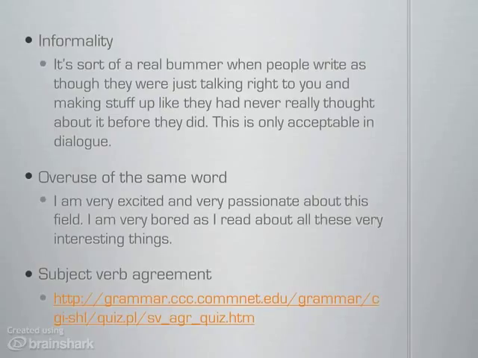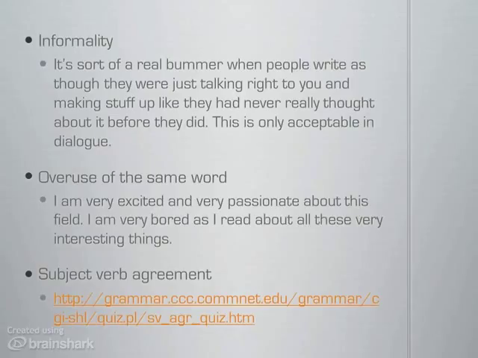Another common mistake is overuse of the same word, and I've talked about the overuse of the word "very." It is often used for emphasis, but actually when you say something like, "I'm very excited and very passionate about this field," it oftentimes comes across as the opposite. So if you were to just say, "I'm excited and passionate about this field," that comes across as more genuine. So try to use different variations, different words, and look up synonyms if you find yourself using the same word.